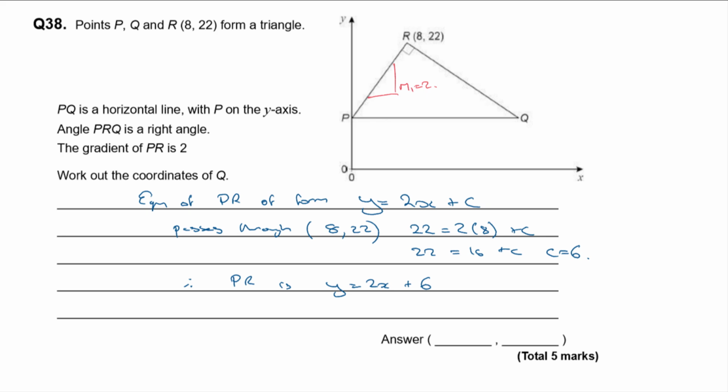Okay? Right, so that point there must be 0, 6, mustn't it? Because that's the y-intercept. So we know one coordinate of Q now. It's going to end in 6, because remember that PQ is a horizontal line. Now we just need to find the x coordinate. Right, so what do we know?